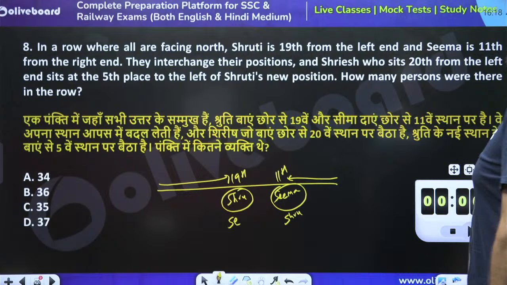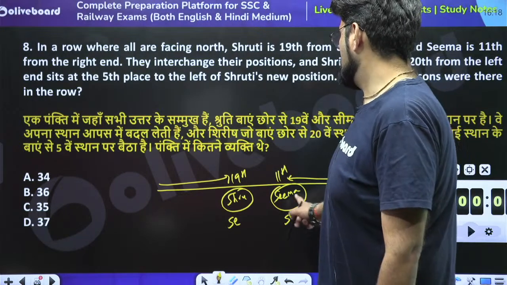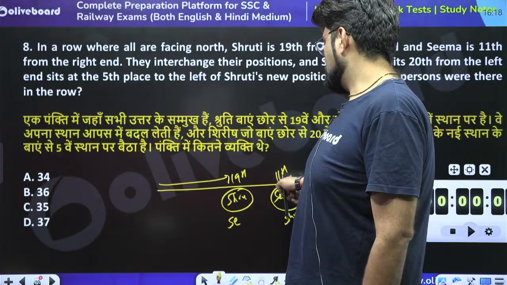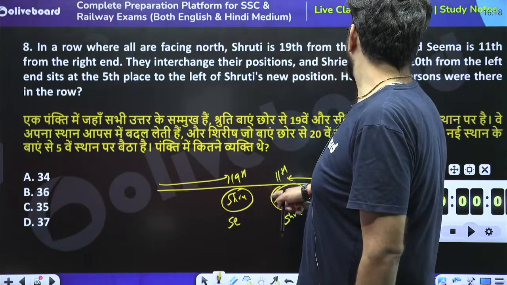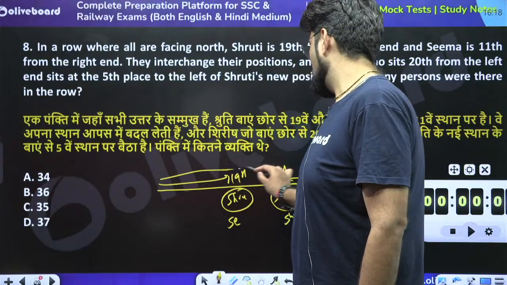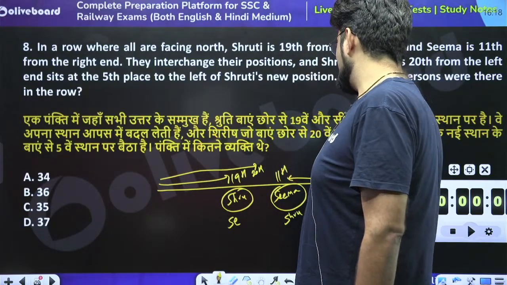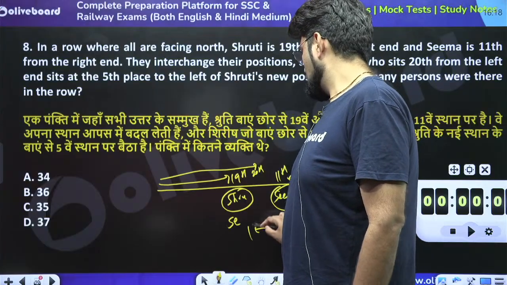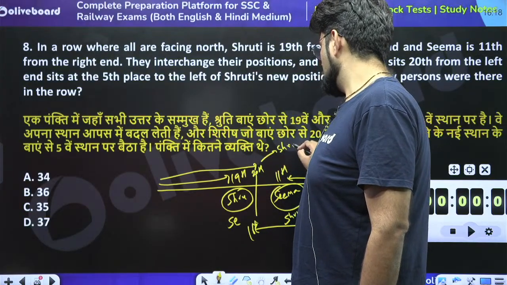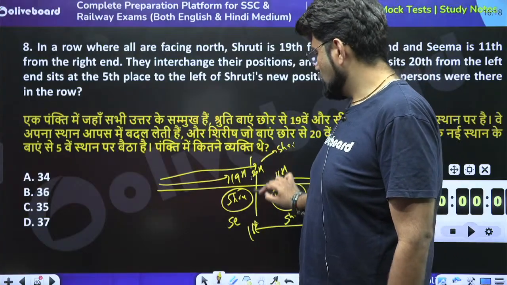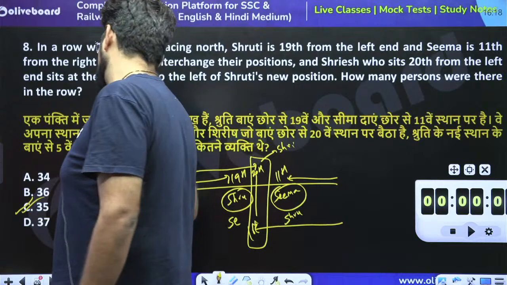And Shriyesh, who sits 20th from the left end, sits 5th to the left of Shruti's new position. Shriyesh sits 20th from the left end, just one ahead of him. And 5th, so 11 plus 5 is 16th. It's pretty easy now. These are the positions of Shriyesh. They are asking you how many people are sitting in the row. So 20 plus 16 minus 1, that simple. 36 minus 1, 35. Option C is the correct answer.